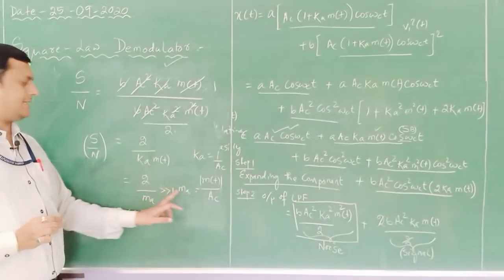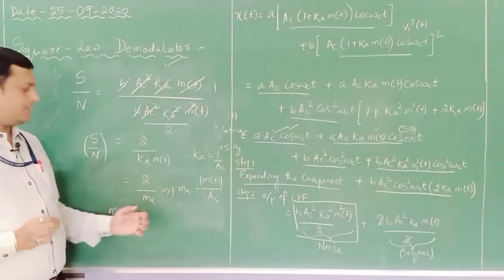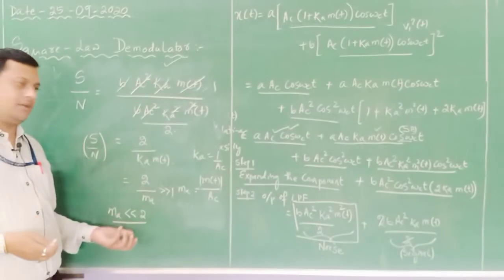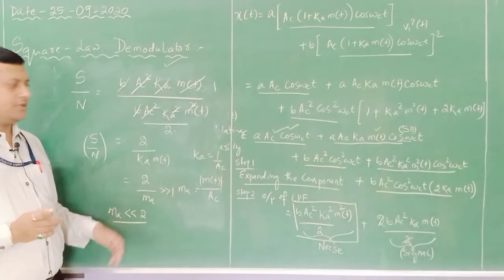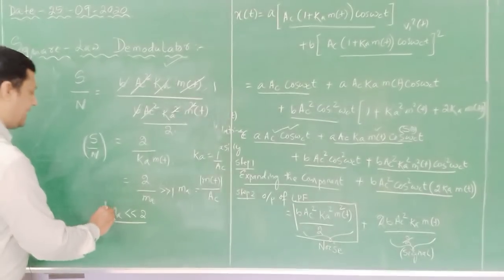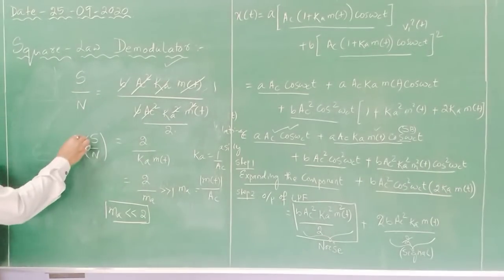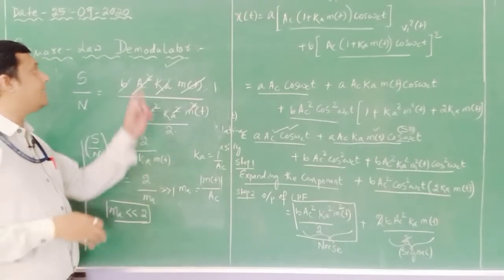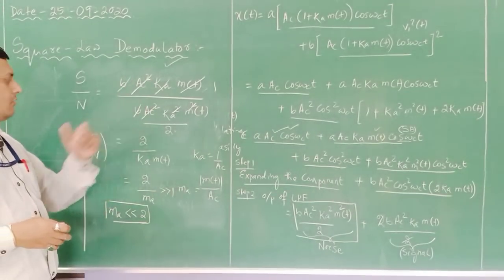Because if you take this MA here, you will get MA is less than 2. Now if MA is less than 2, it can be 0.5, it can be 1, but MA is not greater than 2. So it is less than 2. Now what does it indicate? If your MA is less than 2, then what will be the efficiency of a demodulator? That is one more question, because depending upon the efficiency you will decide whether the demodulator working principle is good or not. So how to decide?